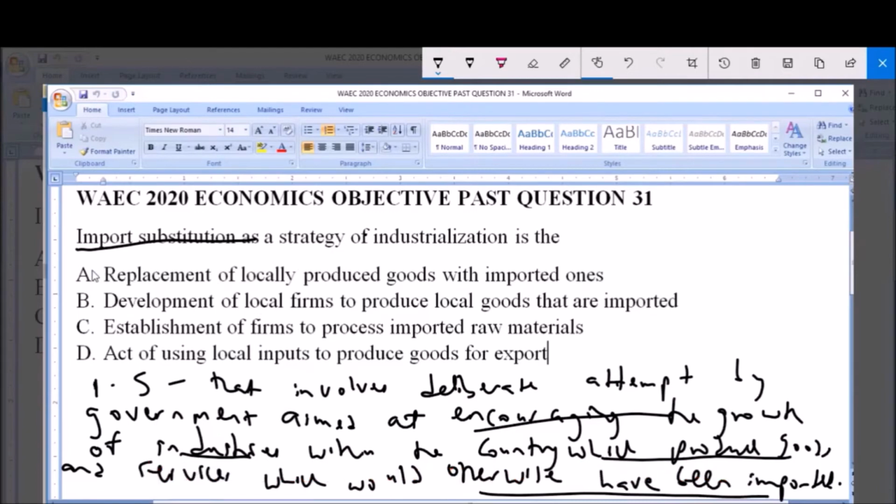Now, amongst the options we have examined, option B says development of local firms to produce local goods that are imported. So you can see that this reflects the definition of import substitution strategy, as local firms or local industries are groomed or grown to the point where they can produce local goods that would have been imported. So option B, development of local firms to produce local goods that are imported, is the correct answer to the question.